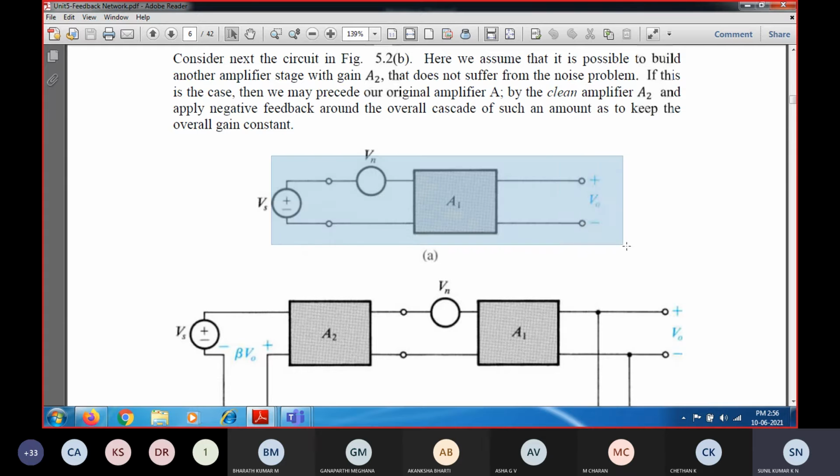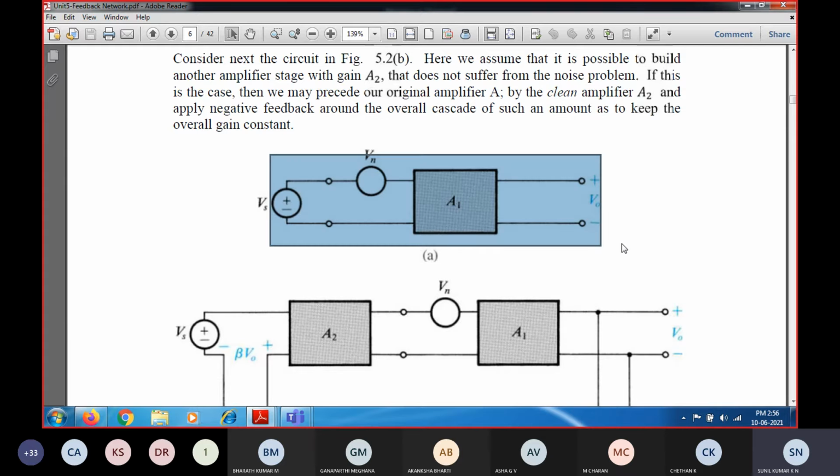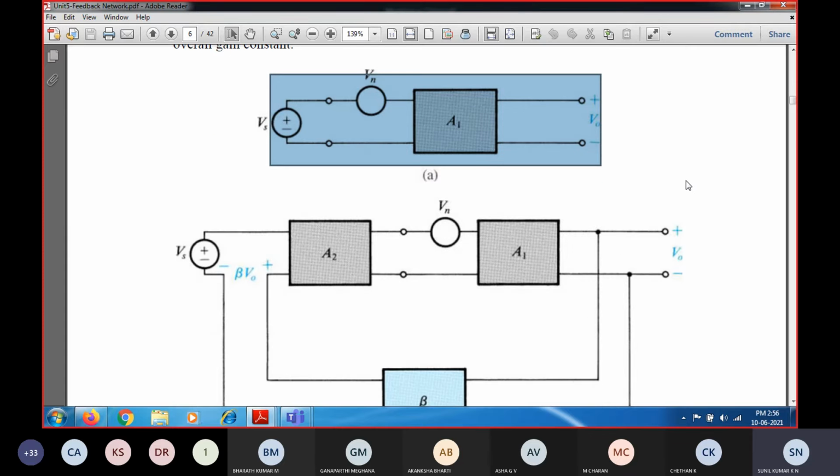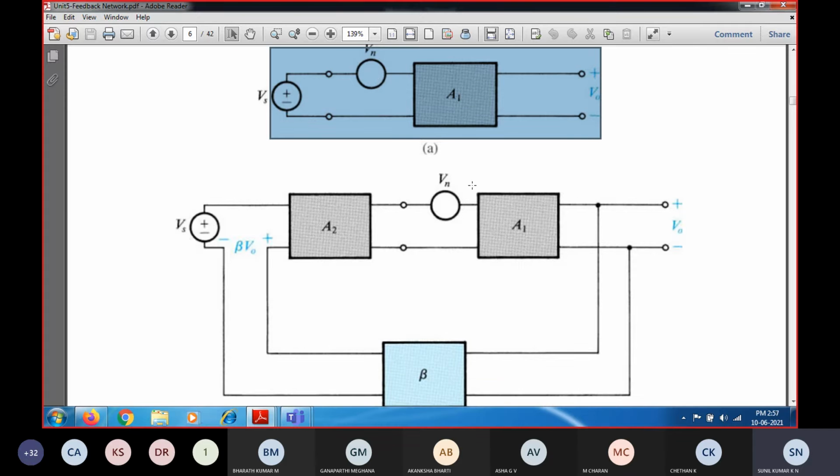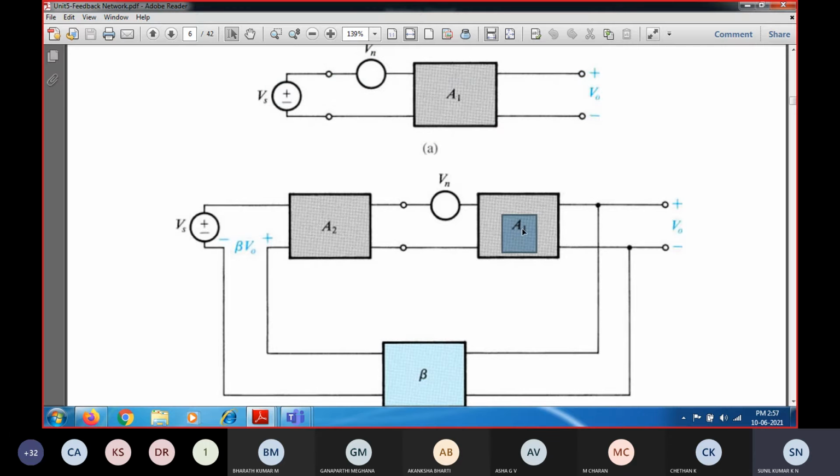So this is just an amplifier without any feedback. Now in the second case, we are going to minimize this noise source, and hence you need to increase the signal quantity. So we are going to consider a feedback loop. This is amplifier A1, which will be subjected to noise source Vn, whereas preceding this amplifier, we are going to connect another amplifier which is a clean amplifier.